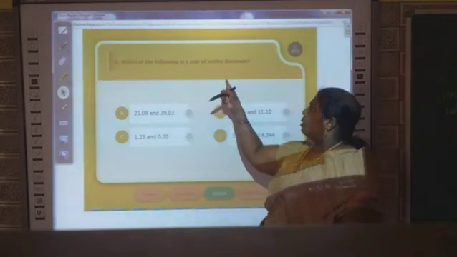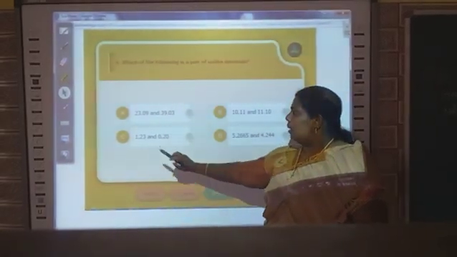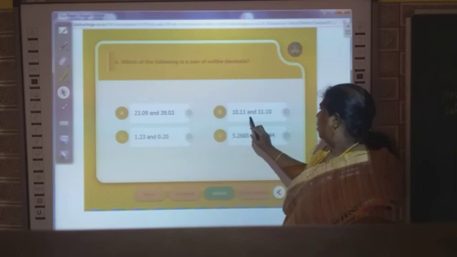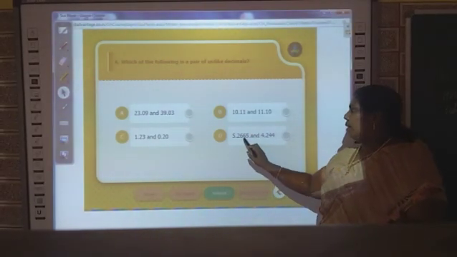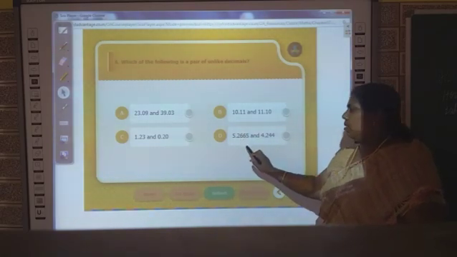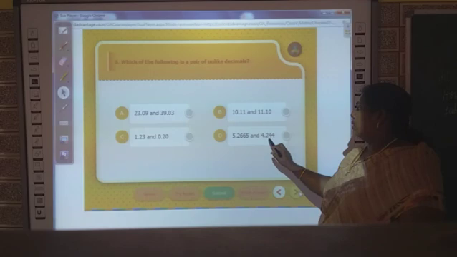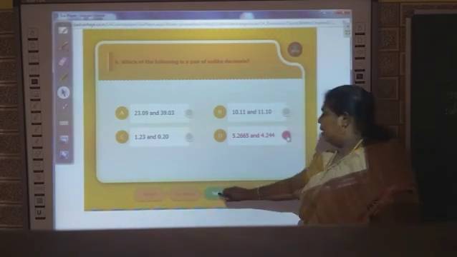Next, which one of the following is a pair of unlike? Unlike decimals, find out. This is like decimal. This is also like decimal. Like decimal. Here after decimal you see here 4 numbers, right? 1 tenth, 100, 1000, then 10,000. Then here tenth, 100, 1000 only. So unlike, this is the decimal.